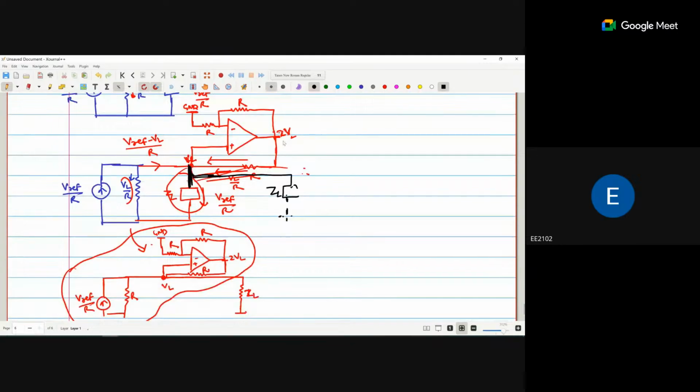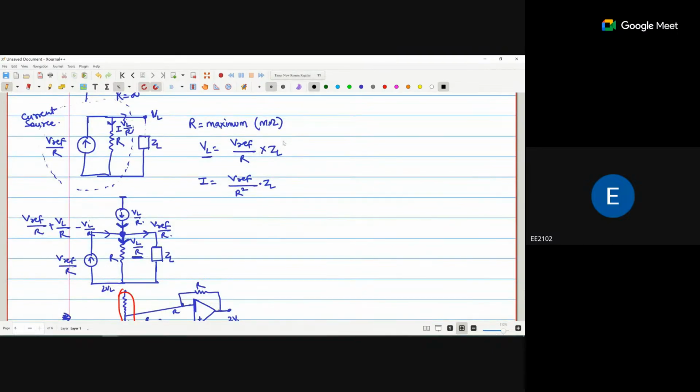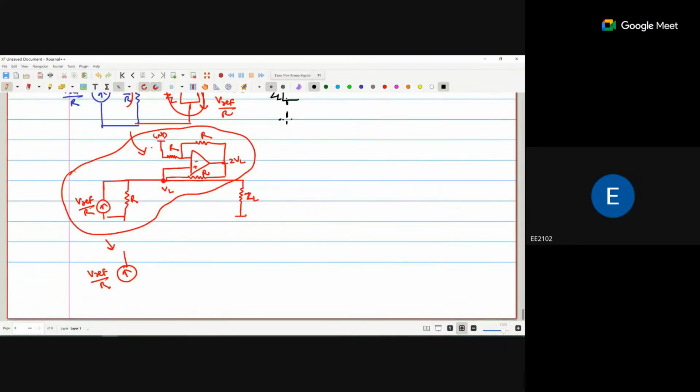Why do we connect this operational amplifier? Because if we use the current source, in parallel with the current source there is some internal resistance. The value is high, but there is some internal resistance, and because of that my output voltage VL will be changed. To overcome the effect of this resistance, and to eliminate the effect of the voltage drop from current passing through this resistance, we use this operational amplifier.